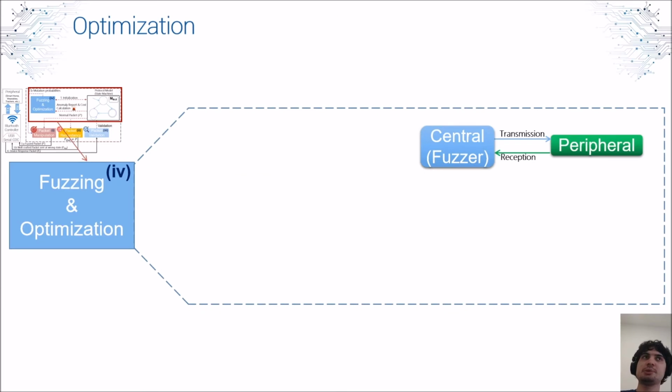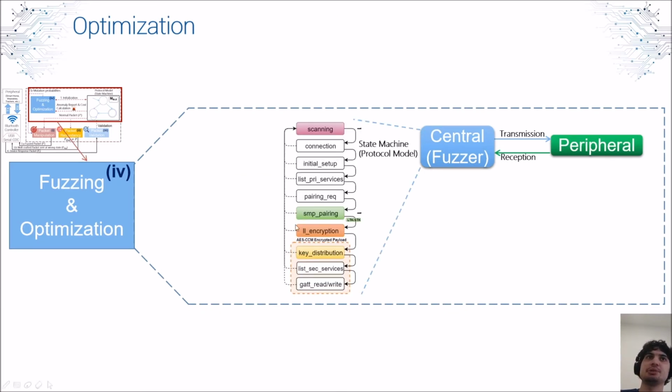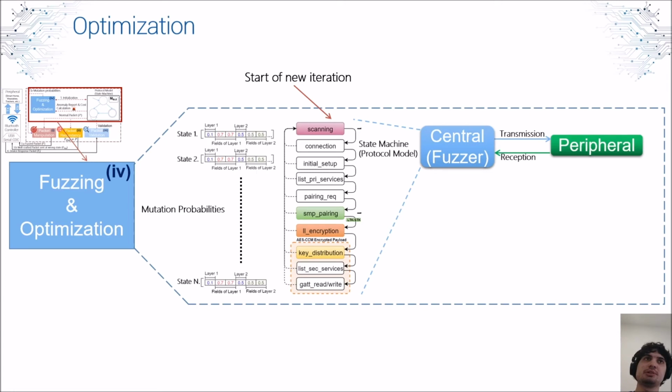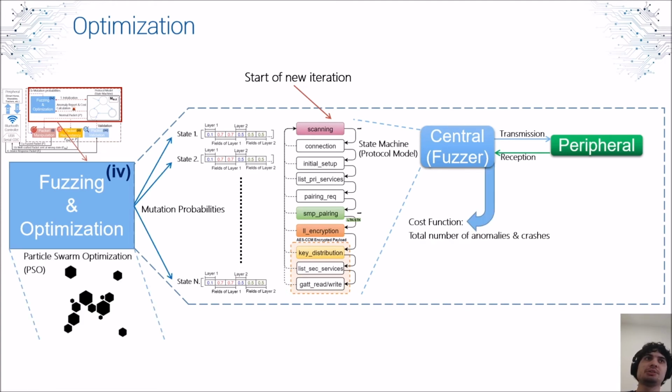So lastly, we have the optimization component, and the idea of this is to leverage the state model of the Bluetooth Low Energy, which then starts each iteration of the scanning phase where the sensor waits for the peripheral. And as I stated in the explanation of the mutation component, each state has its own sets of probabilities assigned to each layer and fields. So we assign to the optimizer all those probabilities as a flattened array.